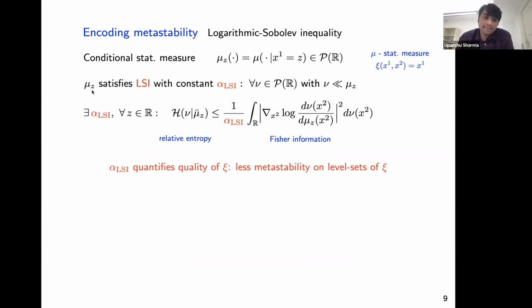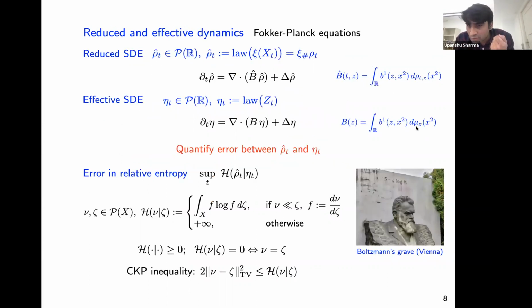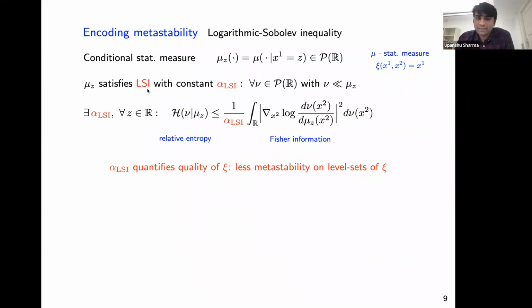We say a measure, in this case the conditional measure, satisfies a log Sobolev inequality, the one inside here. We say this measure satisfies a log Sobolev inequality with a certain constant if for any other probability measure nu which is absolutely continuous with respect to it, the entropy between nu and mu bar z, which is a finite object because nu is absolutely continuous, is bounded by the L2 norm of the logarithmic gradient, nabla log square d nu. This is what is called the Fisher information, especially in information theory. So this is the Fisher information term, and then there is a constant in front.